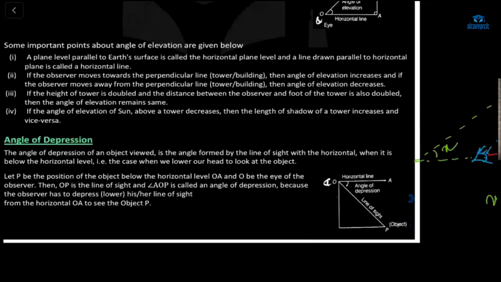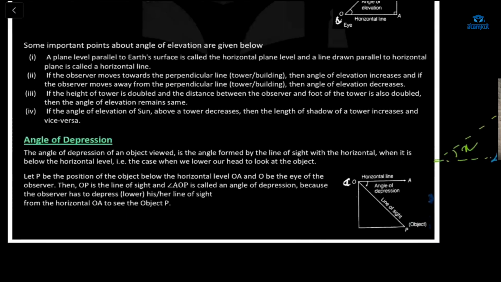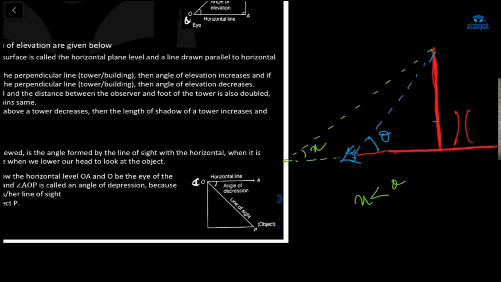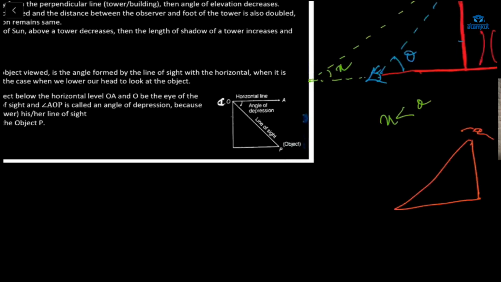Understood? Now properly listen: if the angle of elevation of the sun above the tower decreases, then the length of the shadow of the tower increases. If the angle of elevation decreases, then the length of the shadow increases, and vice versa. For example, if you are observing a tower, there is a sun here. If its angle of elevation decreases, then the shadow of the tower will increase. Understood? Any doubt in the points?